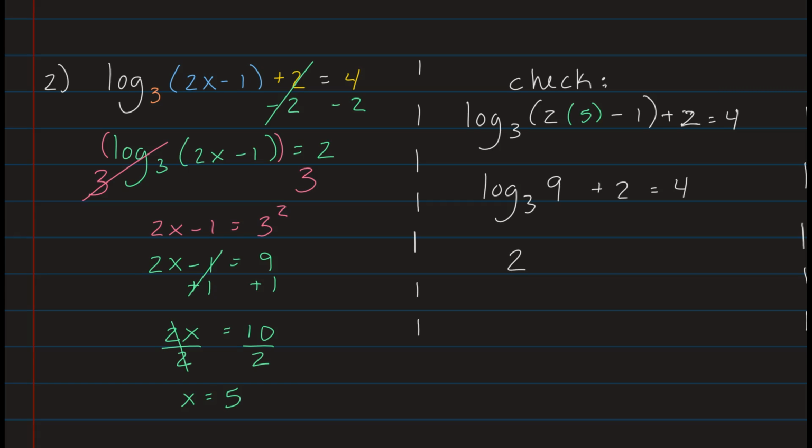Then I'm just going to bring down the rest, plus 2. Bring down the 4. 2 plus 2 is 4. Both sides of the equation are equal. So this solution checks out. Our solution of x equals 5 is valid. And I can circle it.